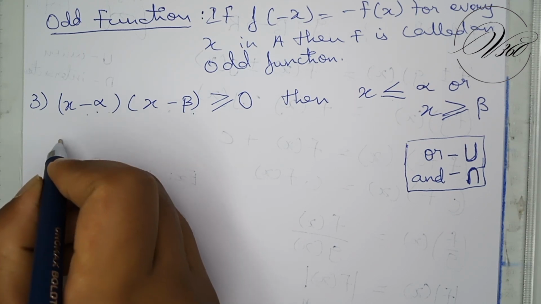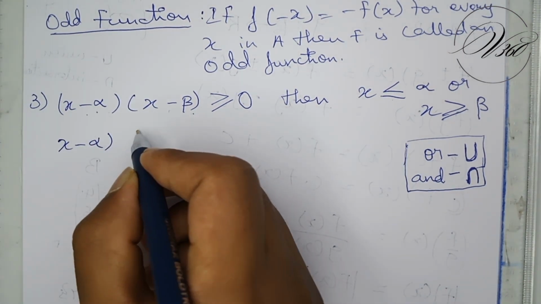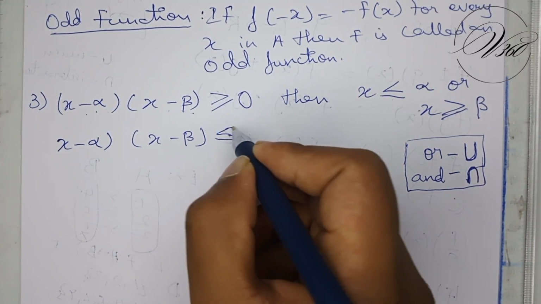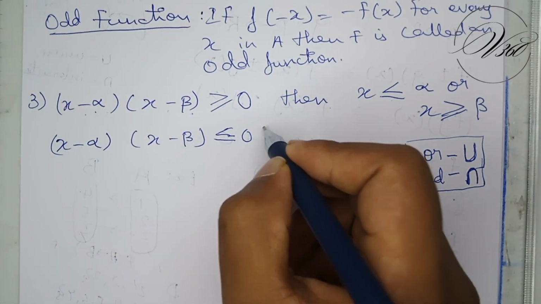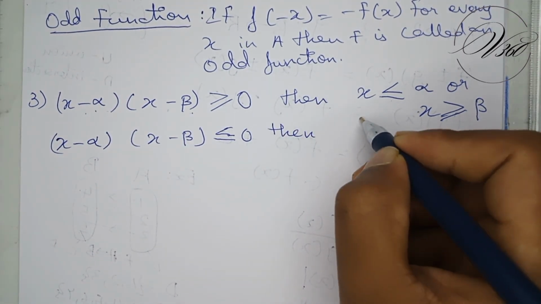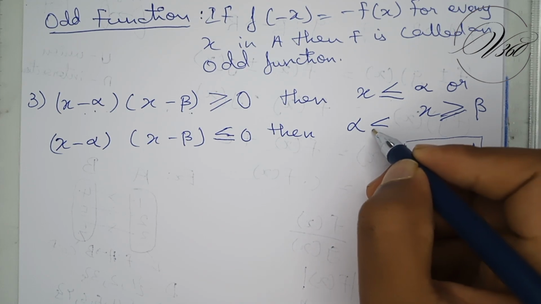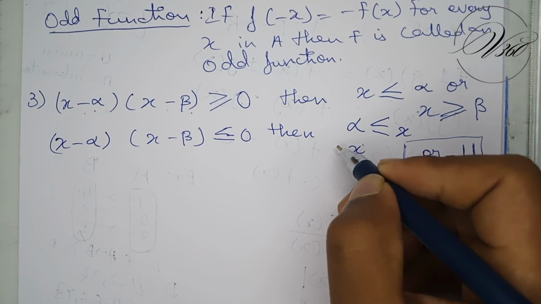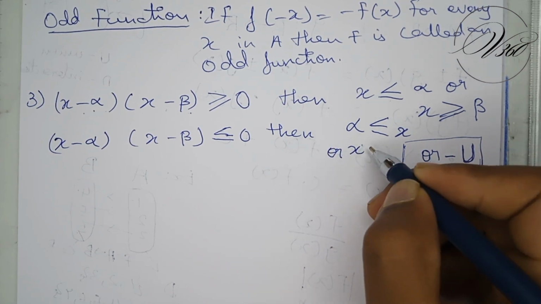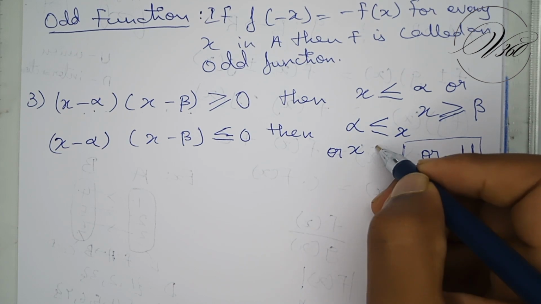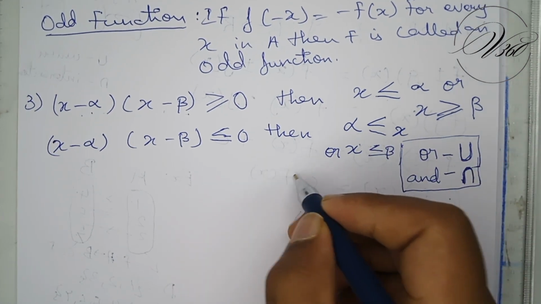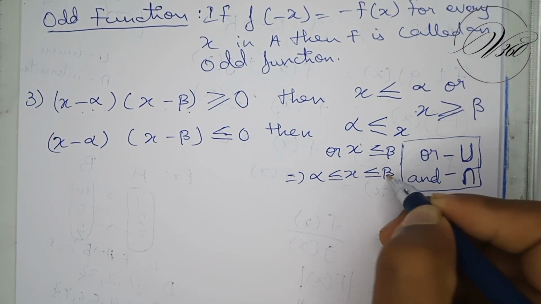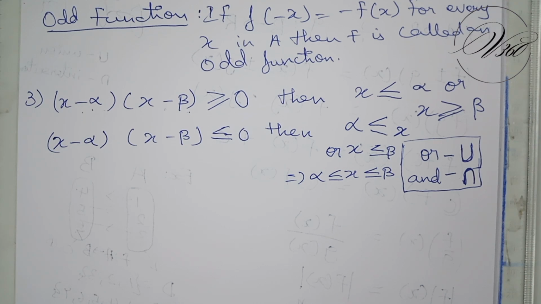Now we have another formula, that is, (x minus alpha) into (x minus beta) is less than or equal to 0, then alpha is less than or equal to x, and x is less than or equal to beta. We can write it as alpha is less than or equal to x and x is less than or equal to beta.